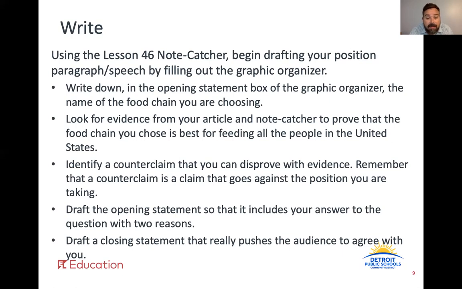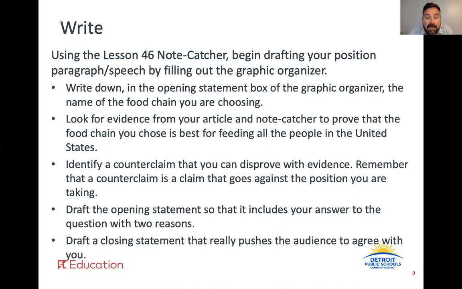Draft the opening statement so that it includes your answer to the question with 2 reasons. So an opening statement is basically your answer to the question, which is, of course, what is the best one for feeding all the people in the United States, but making sure that you have 2 reasons to support why you think it's the best.